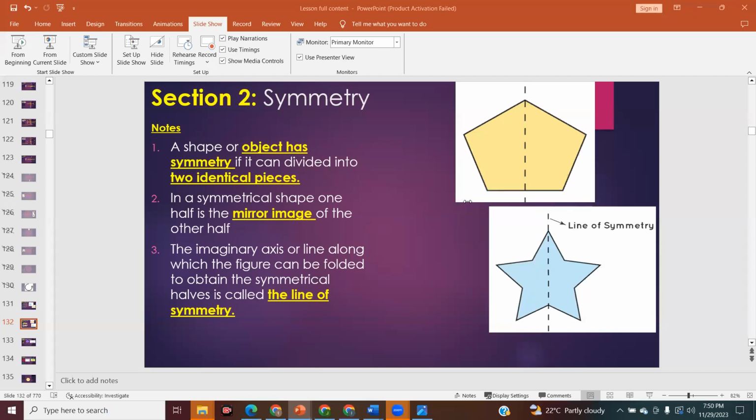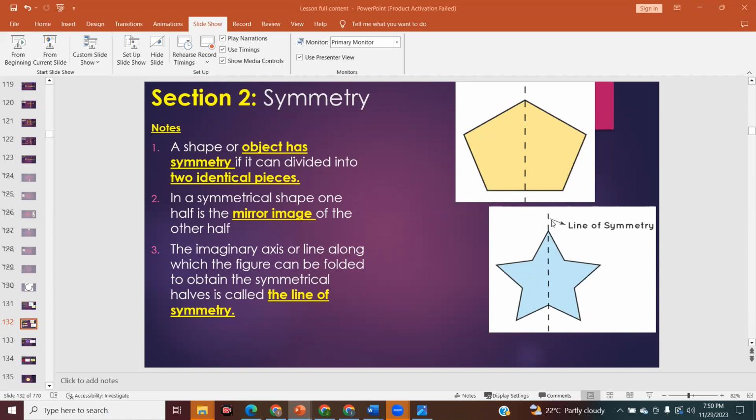Yes, sir. What is meant by the line of symmetry? The line of symmetry, what is that? The imaginary axis or line along which a figure can be folded to obtain the symmetrical half is called the line of symmetry.